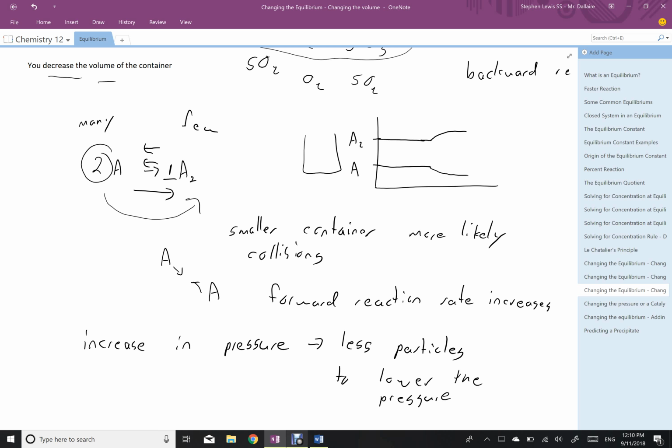Or if we decrease the volume, we increase the pressure. So to relieve that increase in pressure, we're going to tend towards the side with less particles. So whether we're considering the collisions or the Le Chatelier point, we get back to when we increase volume, the system will tend towards the side with more particles. And when we decrease volume, the system will tend towards the side with less particles.